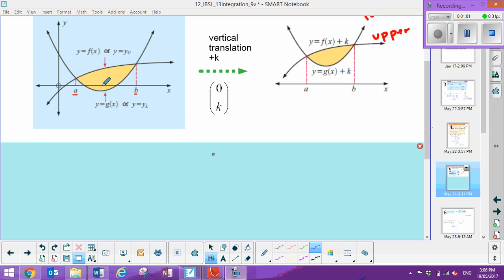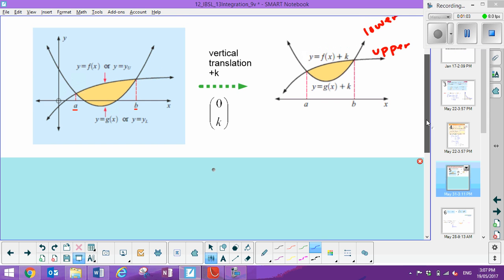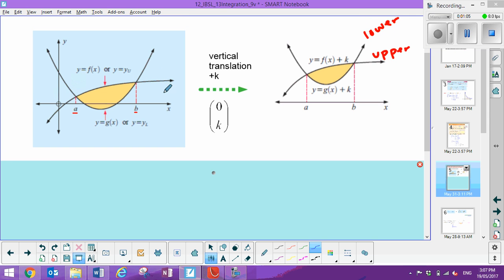Initially we might look at that and go, well, that looks a bit complicated because it's above the curve and below the curve. So what we do is we shift everything up. We do a vertical translation, and that's where we get 0k. Remember that vector notation. We shift both functions up k amount, so whatever k is, as long as we get both of them above the curve. And then in between here, f of x plus k is our upper function, g of x plus k is our lower function.